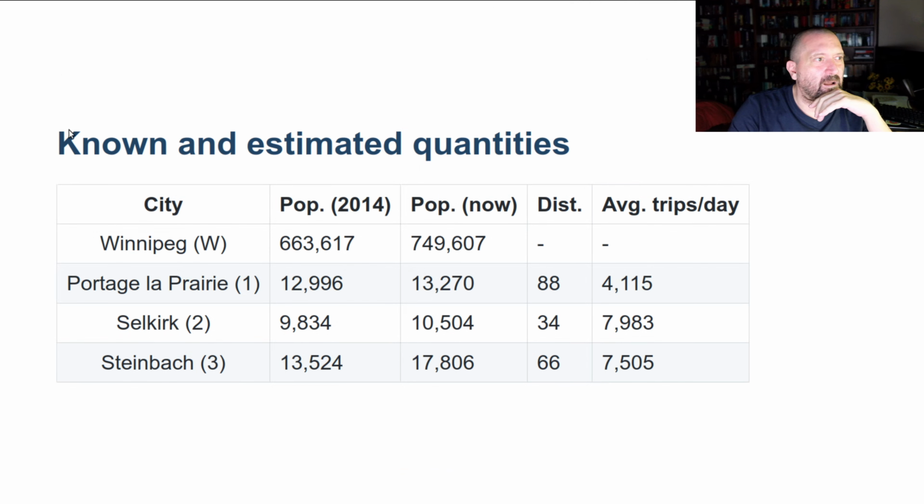And so, that's when we published the paper, but now things have evolved. Winnipeg's population is actually even now closer to 800,000. Portage la Prairie is about 90 kilometers from Winnipeg, and it's 13,000. Selkirk is much closer.